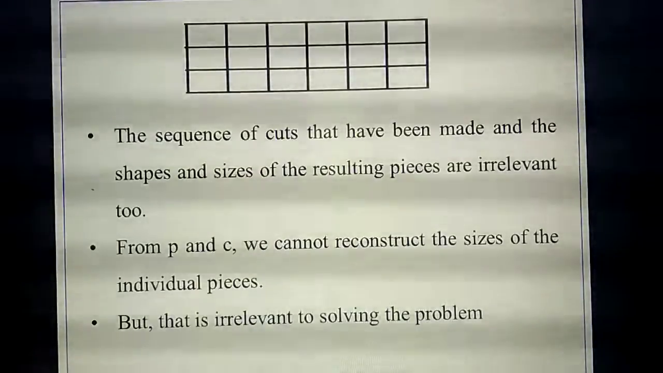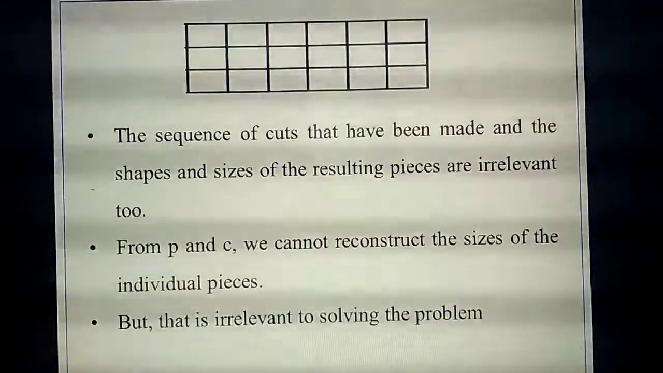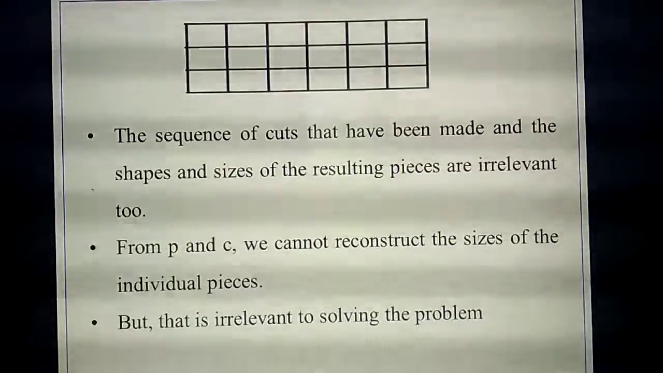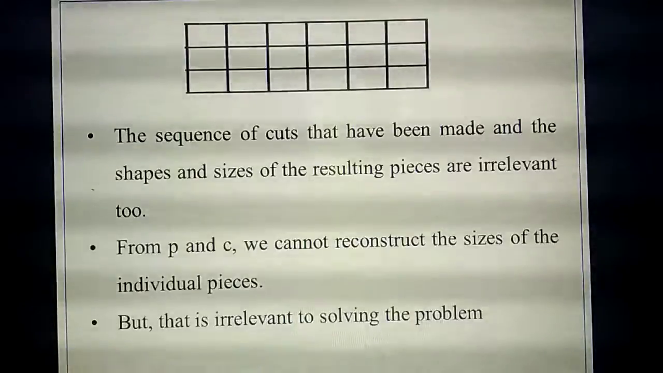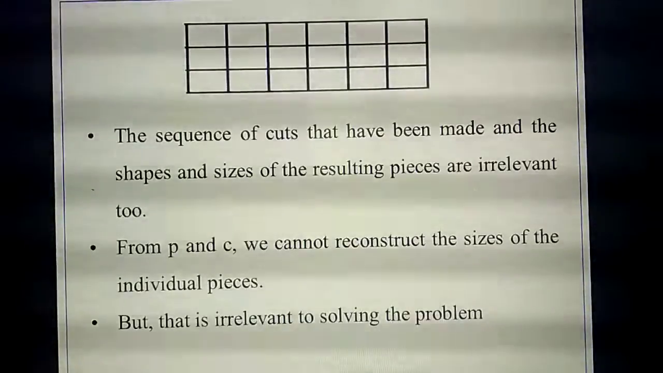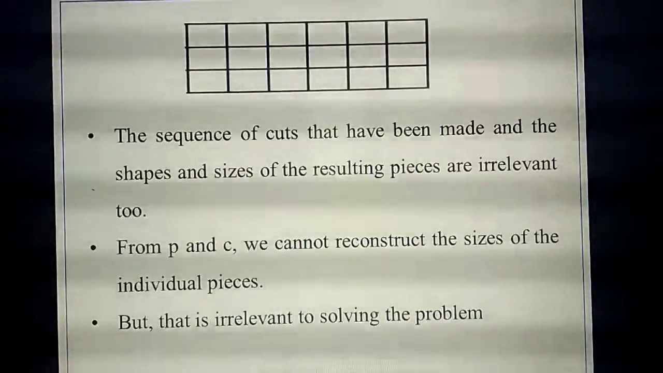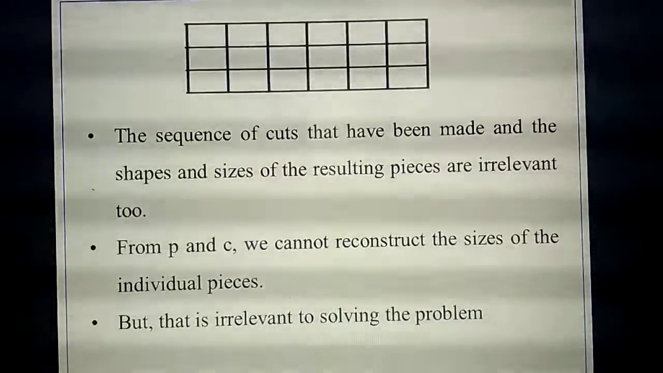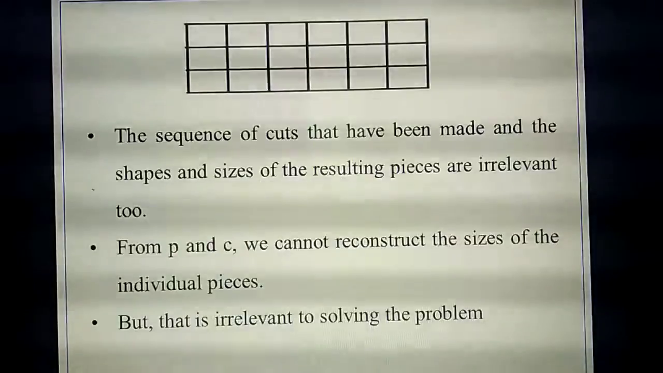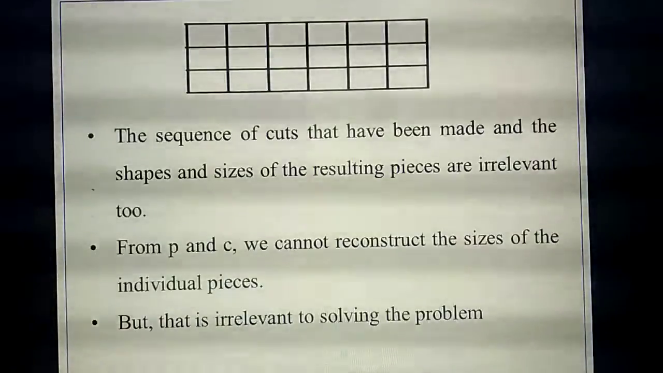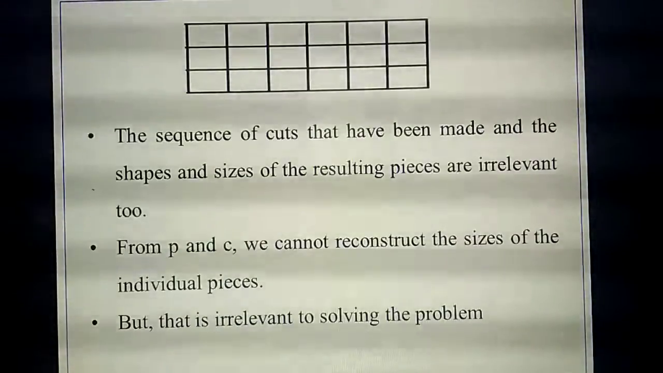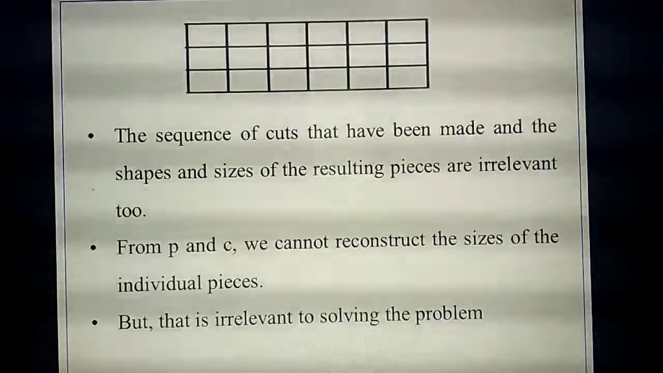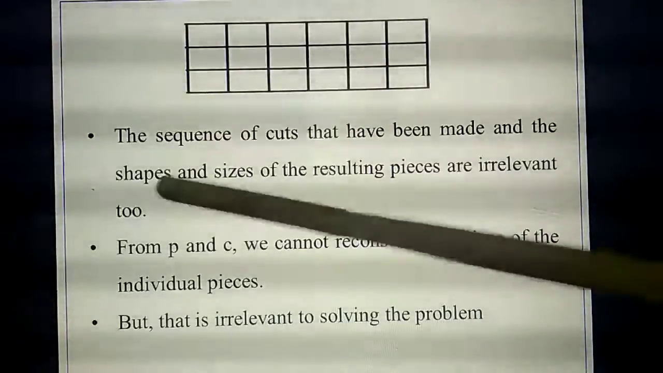Okay. So the size and cuts, you can't reconstruct. What's the meaning of that? If you made a cut, in the cut you will get one piece. After cutting the piece, can you reconstruct it? You already made a cut. After that, can you join that cut back to the chocolate and again cut? No. That is what they are saying.